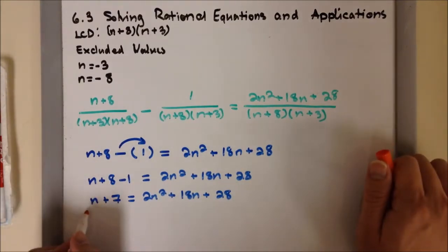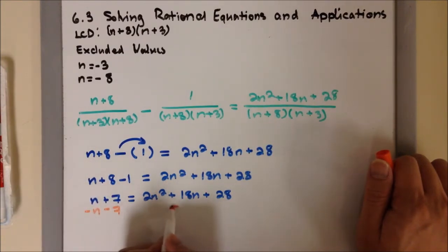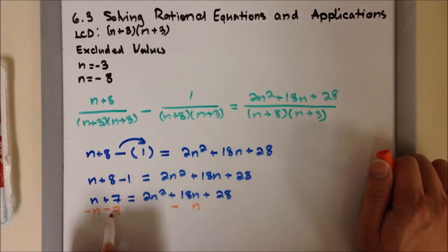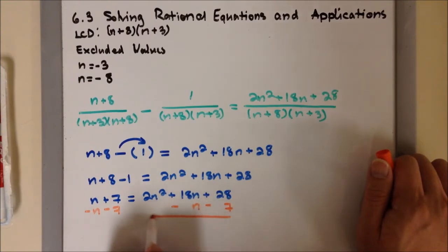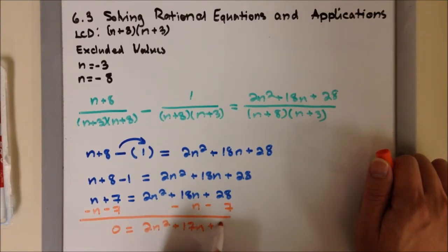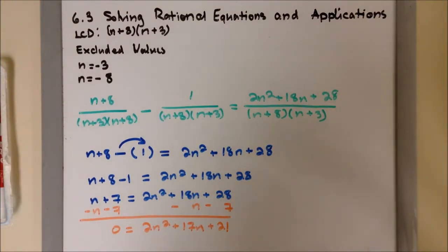What I'm going to do is cancel out n from the left and cancel out 7 from the left. Since I'm minus n on the left, minus n on the right, minus 7 on the left, minus 7 on the right. So on the left side will be 0 equal 2n squared plus 17n plus 21. Alright, so right here we have a quadratic equation.